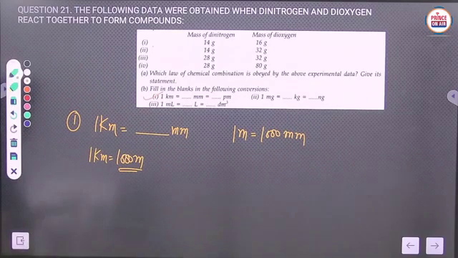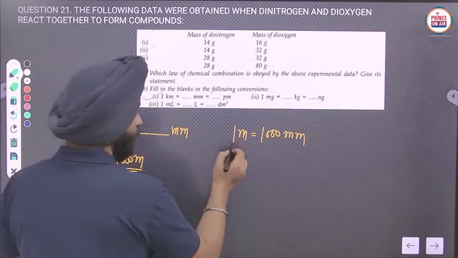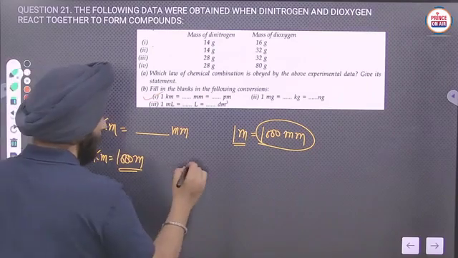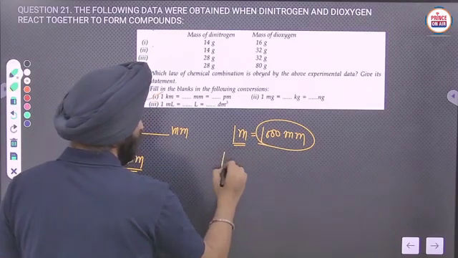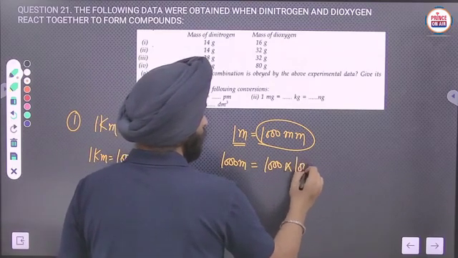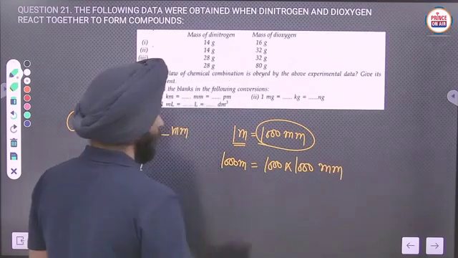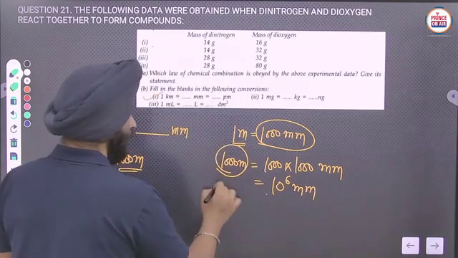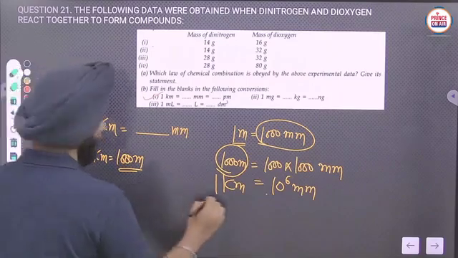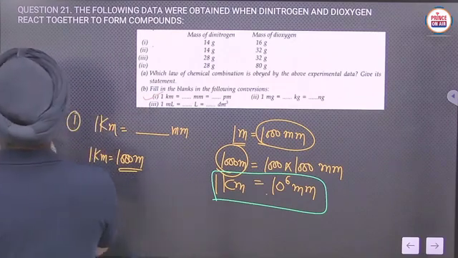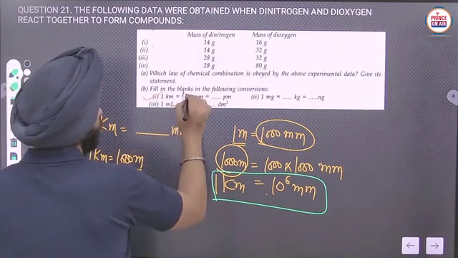That you know very well, yes or no? So in this case, if 1 meter is carrying 1000 millimeter, then 1000 meter will carry 1000 into 1000 millimeter, yes or no? We can write it as 10^6 millimeter, and this value is 1 kilometer. So the answer will come out to be 1 kilometer is equal to 10^6 millimeter.